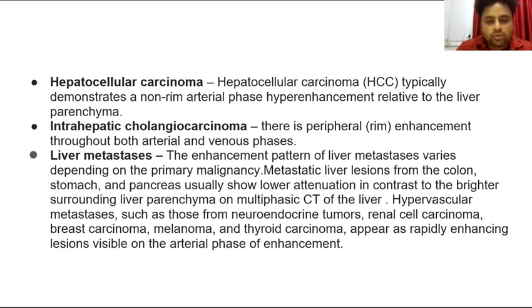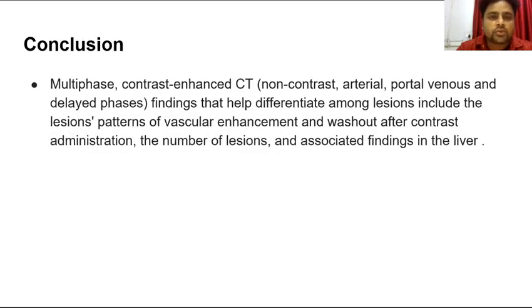Hypervascular metastases, such as those from neuroendocrine tumor, renal cell carcinoma, breast carcinoma, melanoma, and thyroid carcinoma, appear as rapidly enhancing lesions visible on the arterial phase of enhancement. Conclusion: multiphase contrast-enhanced CT findings that help differentiate among the lesions include the lesion's pattern of vascular enhancement and washout after contrast, the number of lesions, and associated findings in the liver.